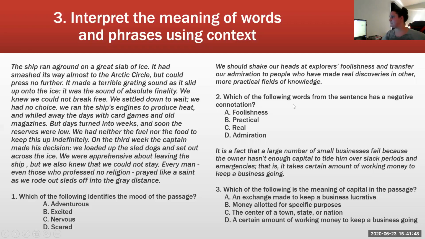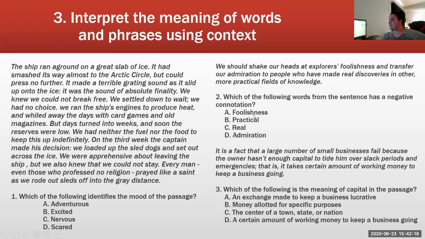Which of the following words from the sentence has a negative connotation? So we're looking for the specific word that indicates a negative connotation. Foolishness, practical, real, admiration. Well, admiration means that you're admiring something. Real means something that is tangible, real. When something is practical, it means that it's kind of wise. Like, oh, that was a practical decision. That was a wise decision. And foolishness.